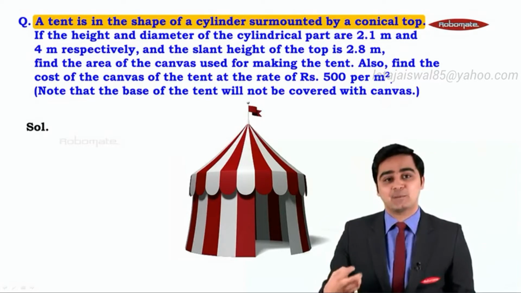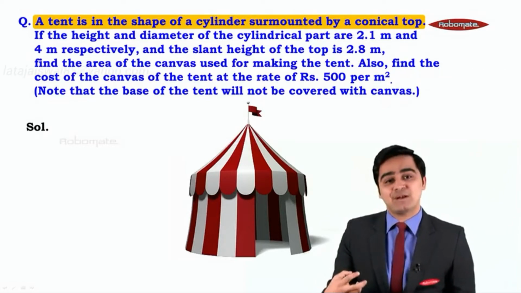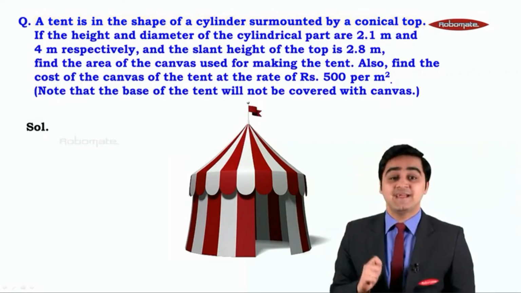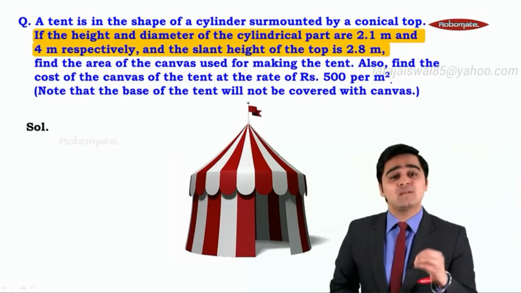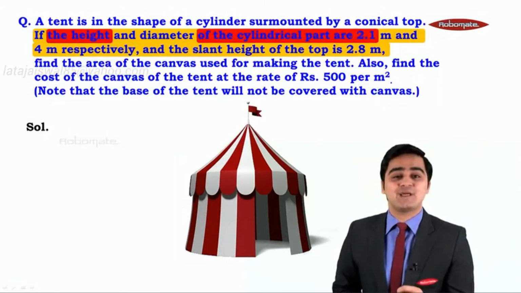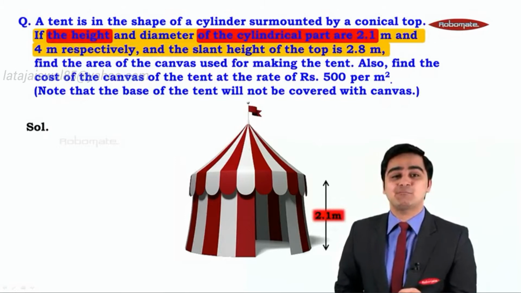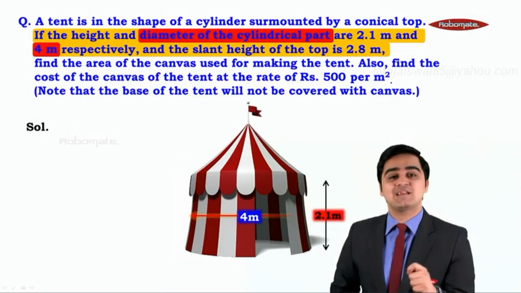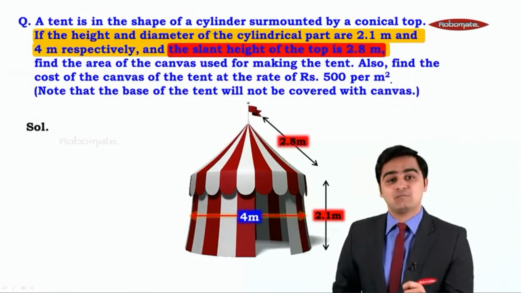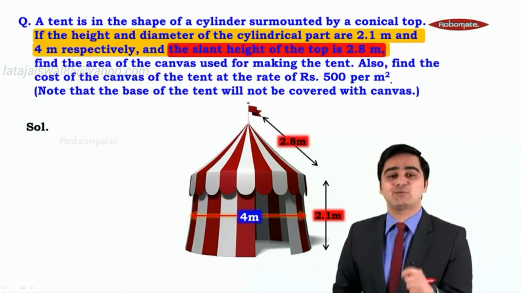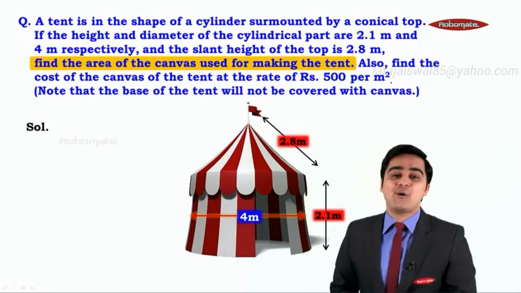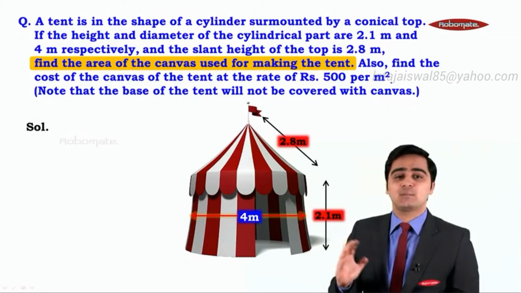We have been provided with a cylinder and it is surmounted by a conical top, and the entire solid we have is a tent. Next, they have provided us with the dimensions of some of the parts of the tent. The height of the cylindrical part is given as 2.1 meter. The diameter of the cylindrical part is given as 4 meter, and the slant height of the top of the cone is given as 2.8 meter. Next, it says that find the area of the canvas used for making the tent.